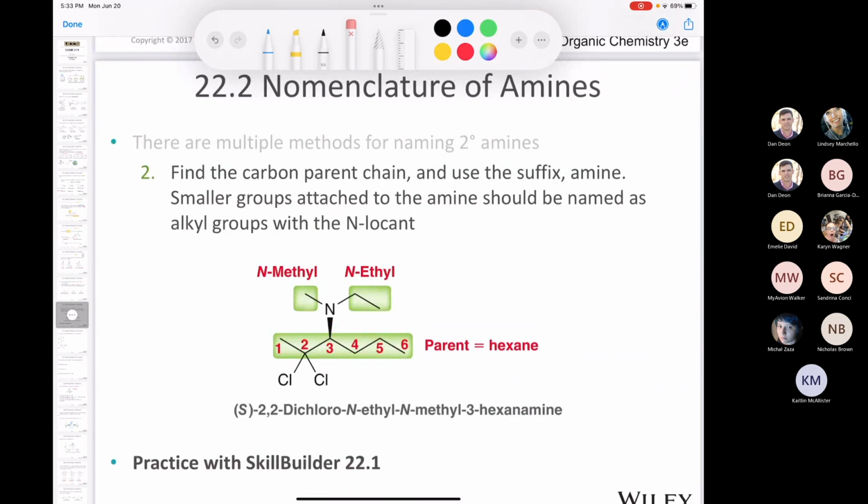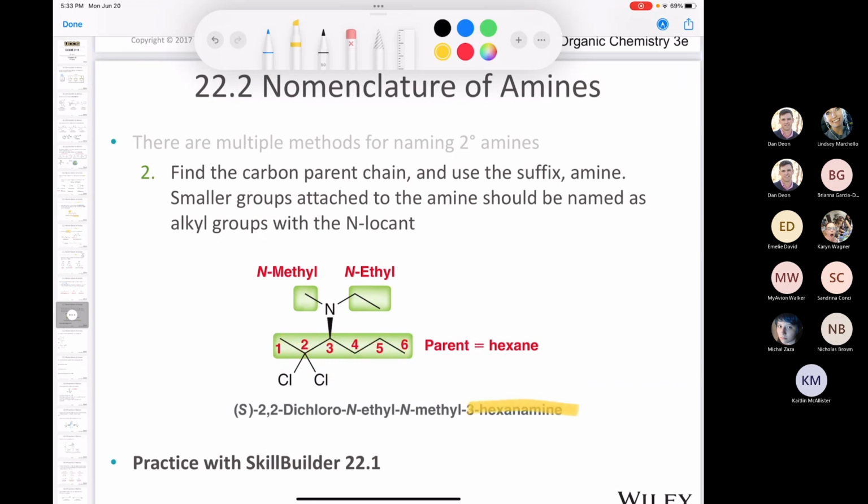Now, what if you have something that's got a carbon chain that's a little more complex? Well, then, of course, it becomes a little bit more interesting. In that case, just like we did with amides, you use the prefix N before the name of the substituent. So this is an N-methyl. This is an N-ethyl. The longest carbon chain is all of this over here. So this is some kind of 3-hexane amine. You see that right here. We have a 3-hexane amine.